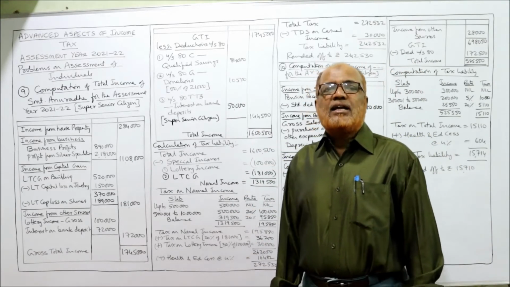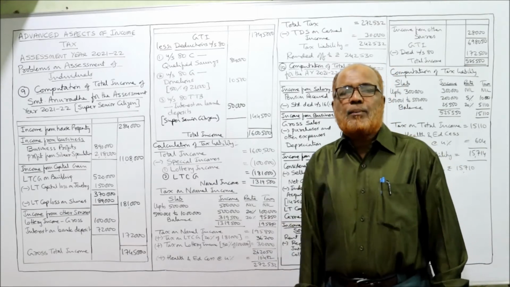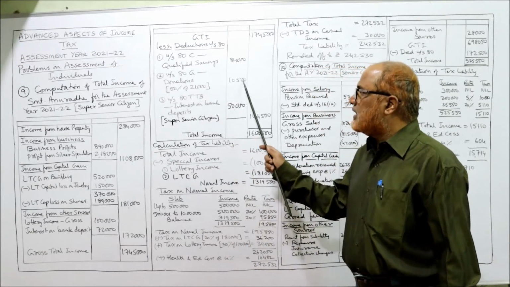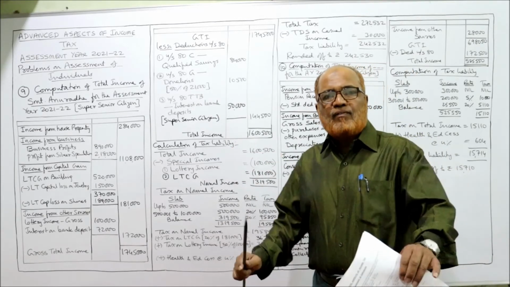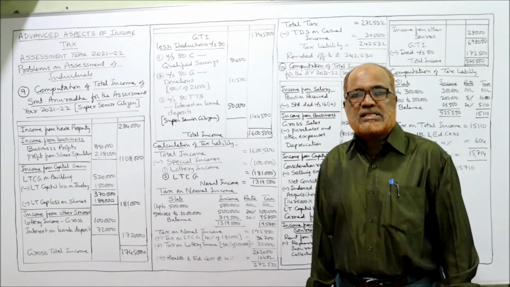Deduction under section 80G for donations given. Specifically given in the problem, 50% is the rate. So 50% of 21,000, 10,500 deduction. And one point is not given regarding deduction for bank interest.